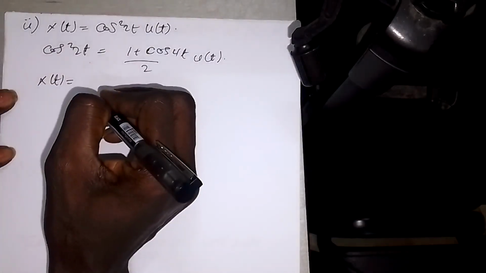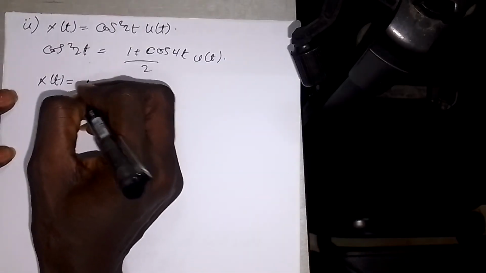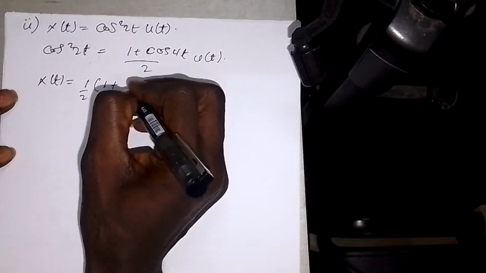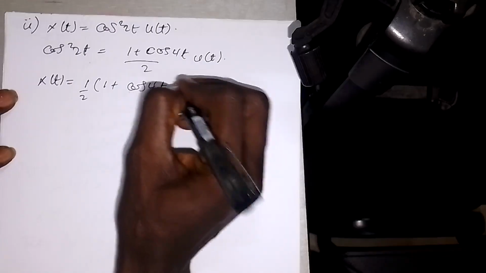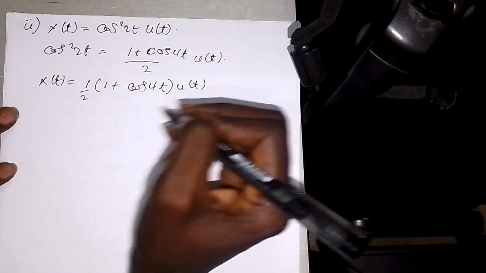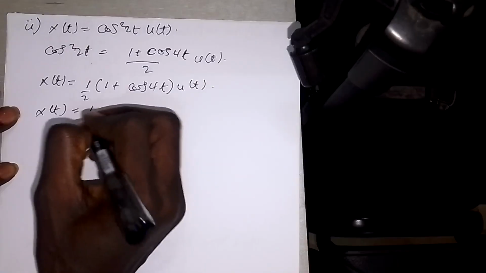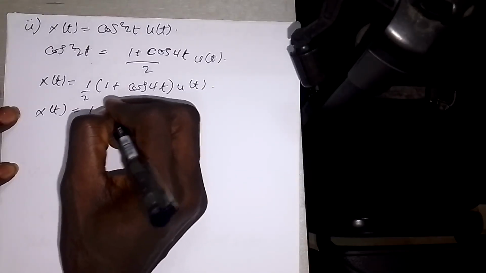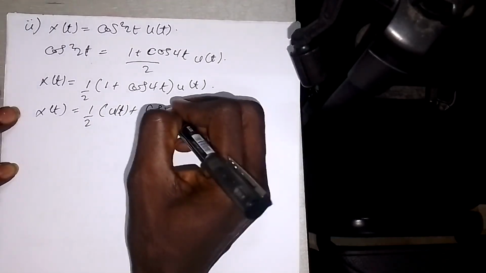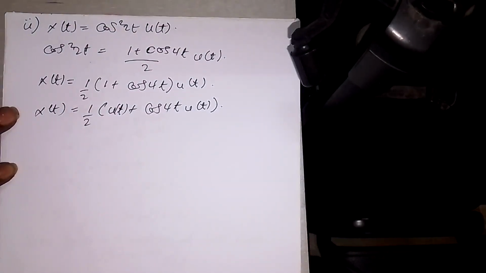I'll get 1 over 2 out, 1 plus cos 4t into u of t. And so now I can have 1 over 2 out, u of t plus cos 4t u of t. Okay, so this is what I can have.